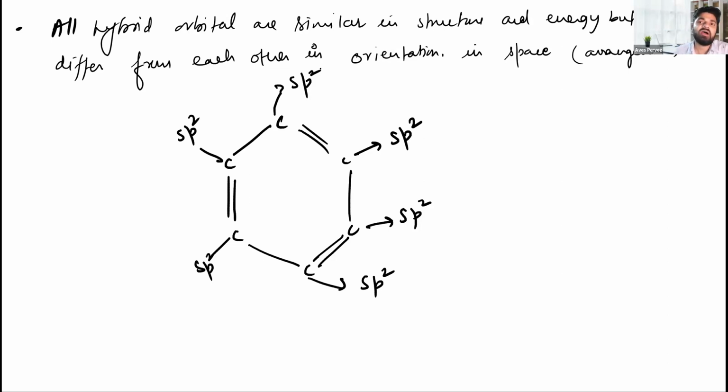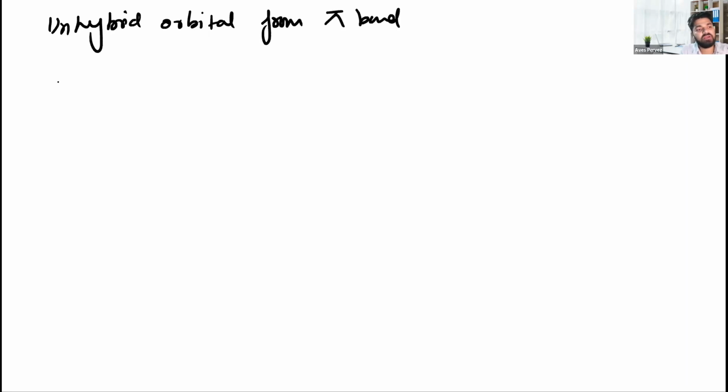Unhybrid orbitals: the next point is that if the orbital is not hybrid, it makes pi bonds. This is very important: if the orbital is not considered in the hybridization, then it makes pi bonds. Only the hybrid orbitals make sigma bonds. So the orbitals that make sigma bonds will be hybrid orbitals. Unhybrid orbitals form pi bonds.